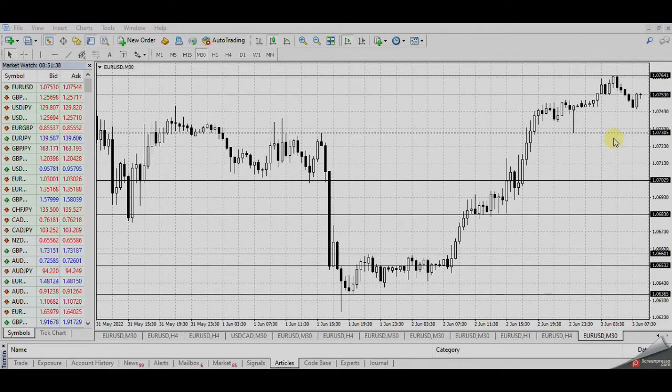Okay, so if we have a very good NFP data, the price will fall toward 0.6365. Okay, support will be 0.73, 0.683, 0.660, 0.653, and 0.636.